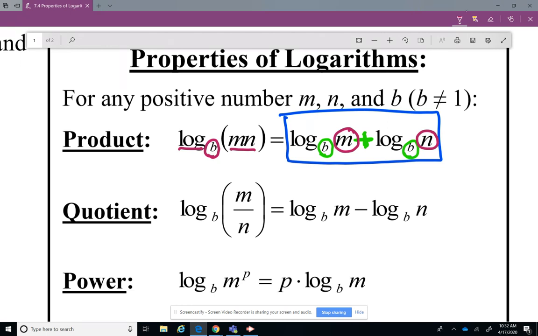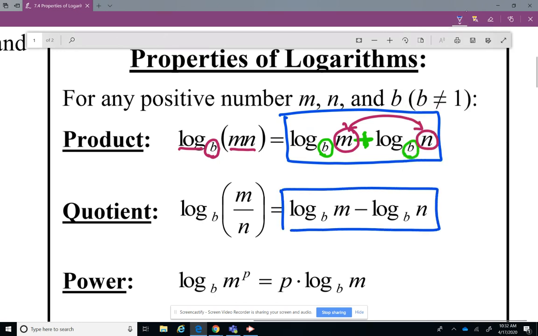But if m and n are just variables, they're going to sit just like that. Okay, so that's the product property of logarithms. If the bases are the same and there's a plus sign in between the logs, you're going to multiply the arguments.